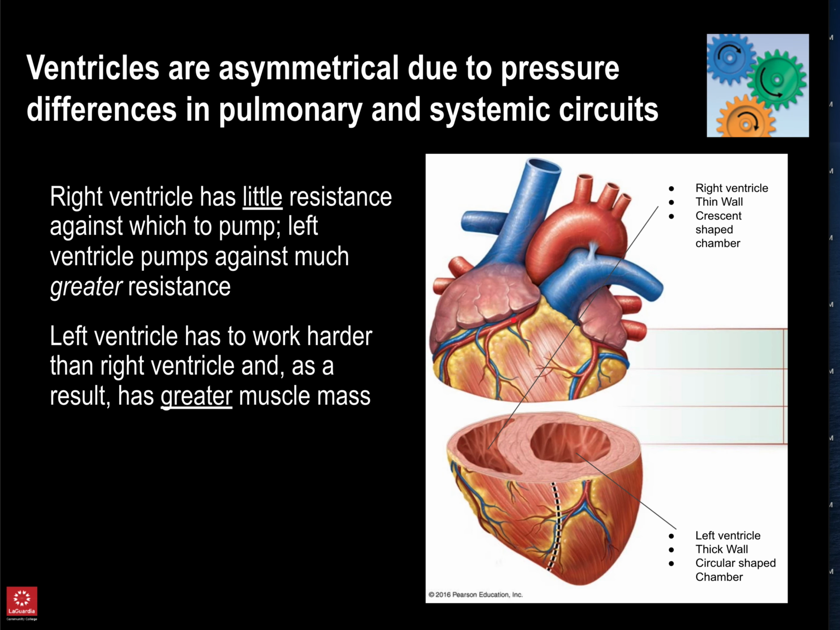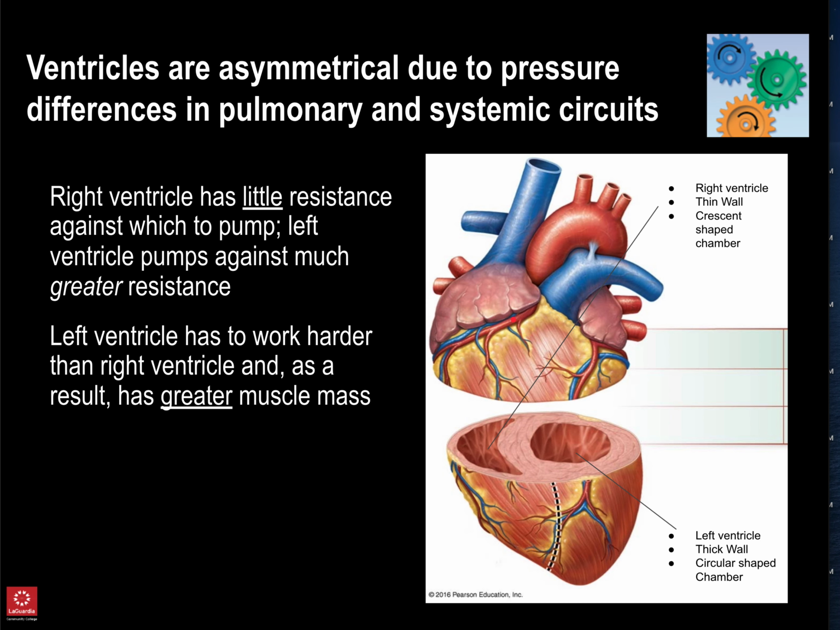So the ventricles are asymmetrical due to the pressure differences in the pulmonary and systemic circuits. Right? So remember, the right ventricle has little resistance against which to pump, whereas the left ventricle pumps against much greater resistance. Since the left ventricle has to work harder than the right ventricle, there is more muscle.